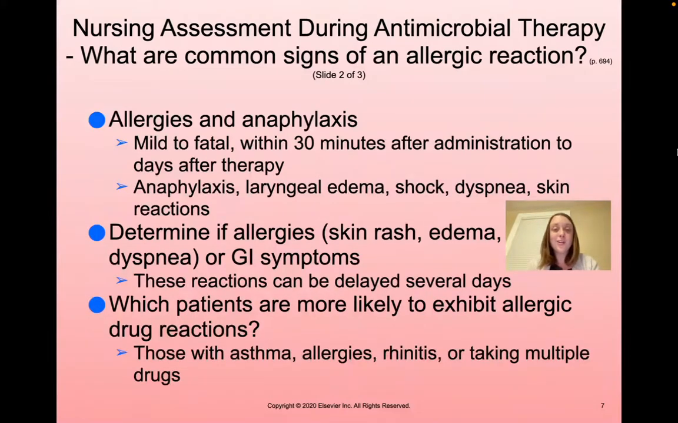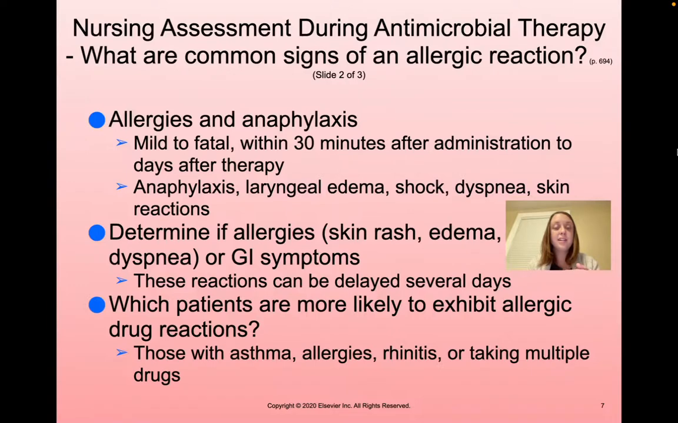The next thing we're looking for during antimicrobial therapy are signs of allergic reaction. So we're looking for signs of allergies or anaphylaxis. And these can range from being mild all the way to being fatal. And they also have a pretty broad time range. They can start within 30 minutes after administration, or they can even happen days later. So there are things that can happen are anaphylaxis, laryngeal edema, shock, dyspnea, skin reactions. Those are common things that you might see.